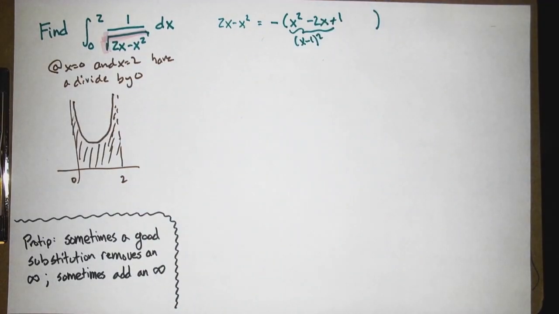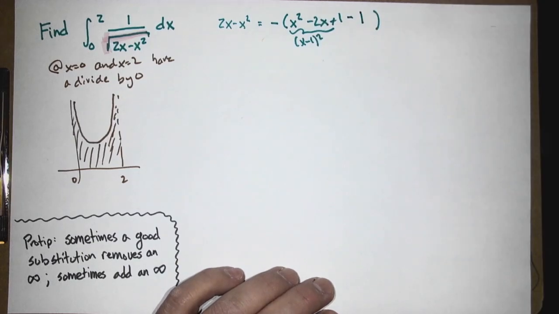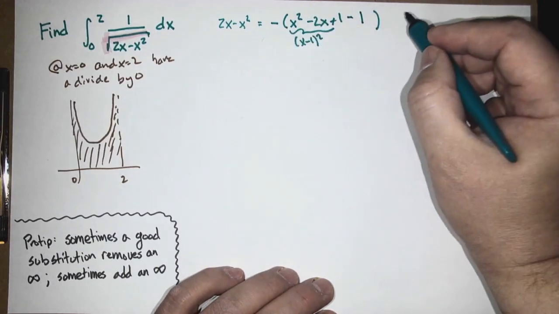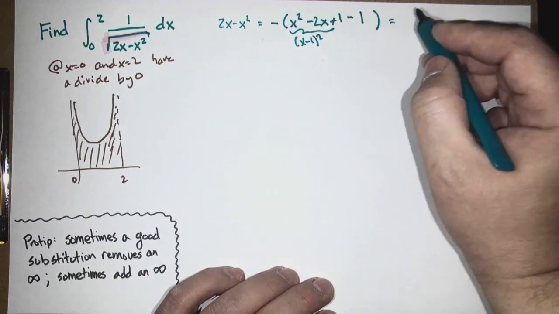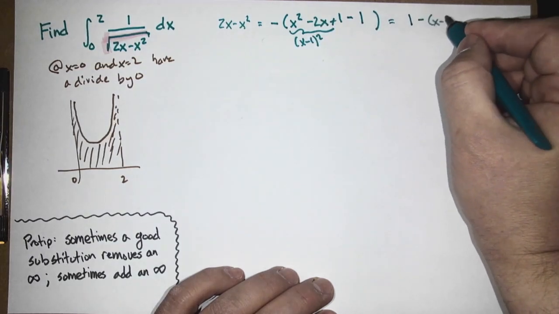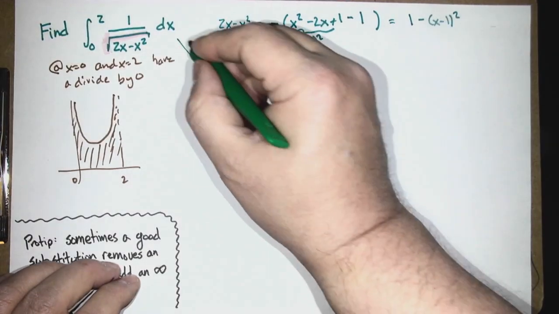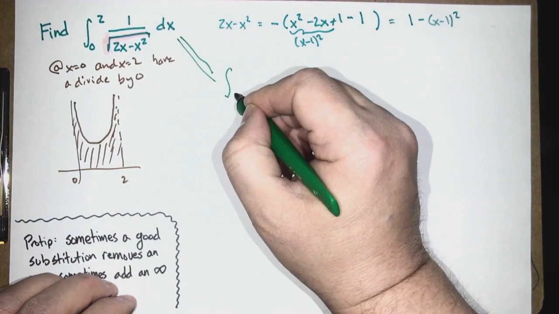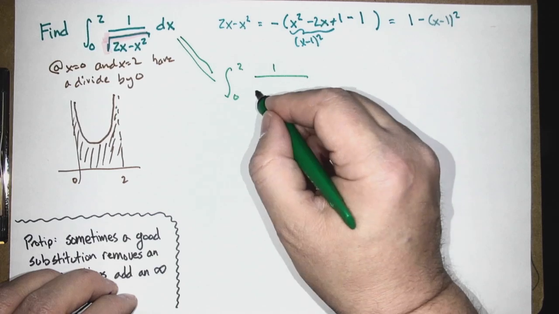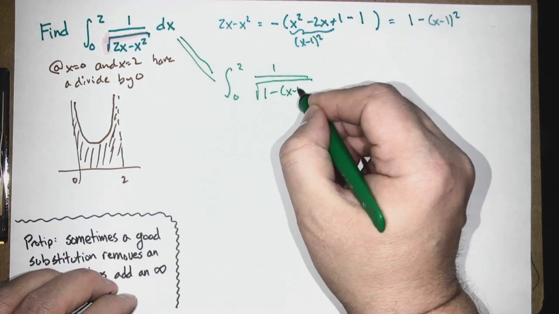But the problem is, we've changed the expression, so we have to compensate. How do you compensate for adding 1? Subtract 1. I'm going to do it right away. And now we can distribute the minus 2. This is the same as minus 1 makes a plus 1 minus x minus 1 squared. So that tells us that our original integral becomes the integral 0 to 2, 1 over the square root of 1 minus x minus 1 squared.